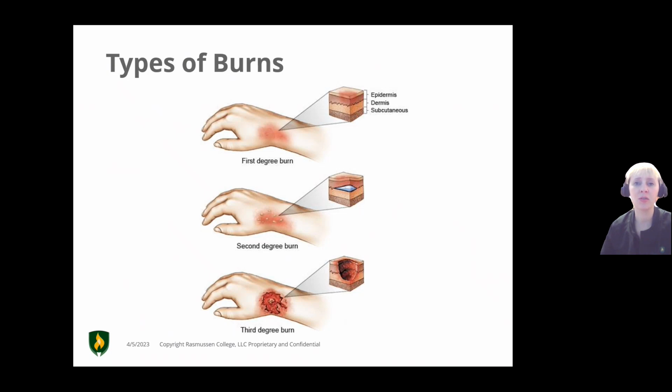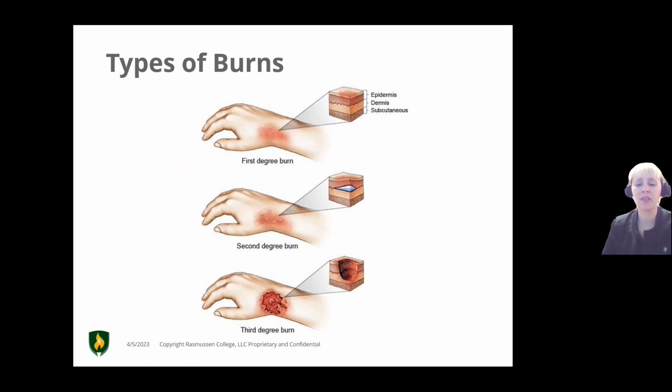Second degree burns are also called partial thickness burns, and they are deep burns that cause damage to the epidermis layer as well as part of the dermis layer. They are caused by contact with flames, hot liquids, or chemicals. Symptoms will mimic that of a first degree burn. However, the second degree burn also has fluid-filled blisters.